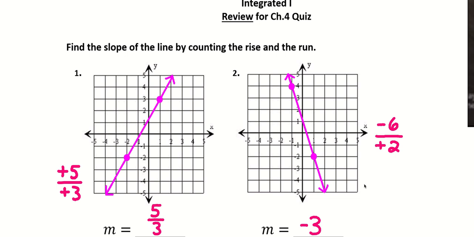Maybe the only other quick comment is, if you wanted to count from this point and go down and then left, that's fine, because you would have -5 over -3, since you're going down and left, and that's ultimately +5/3. Just like here, instead of going down and then right, feel free to start here and go up and then left. You could think of this as +6 over -2, which is still just -3.